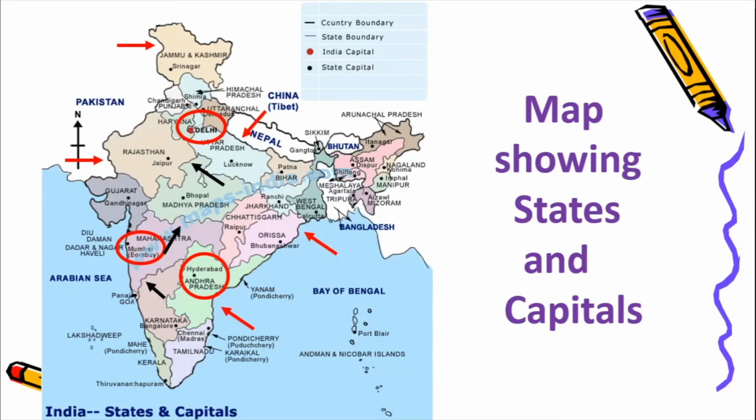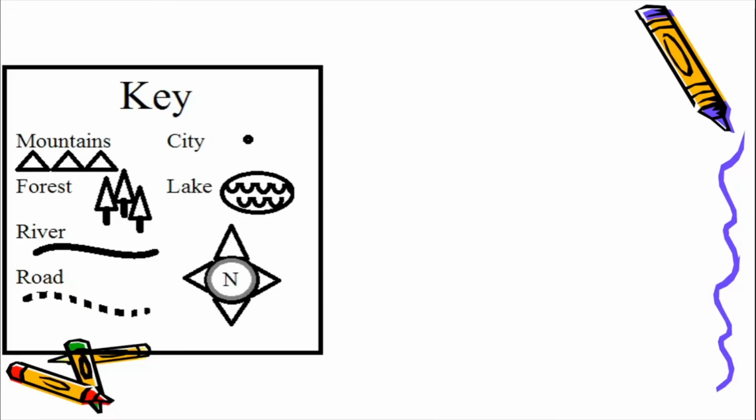Okay, now like I told you earlier, let's move on to see a very important component of the map, and that is called the key of the map. So key means all these symbols that you can see on the map. See, you have a symbol, this symbol for mountains. Can you see? So when you see these kinds of symbols, you will be able to understand that okay, there are mountains over here.